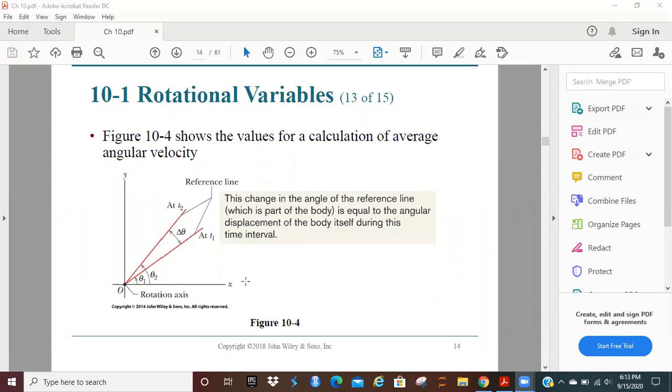So figure 10.4 shows the values for the calculation of average angular velocity. So we've got our angle, it's moving this way. So we've got theta 2, which is where it ends up. And then we've got theta 1, which is where it starts. That's the change in theta. We've got our time here where it ends and the time there where it starts. So this change in the angle of the reference line is going to be equal to the angular displacement of the body itself during the time interval.